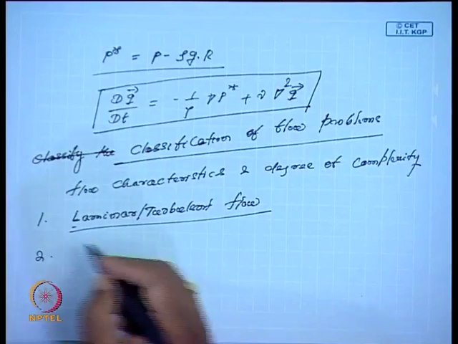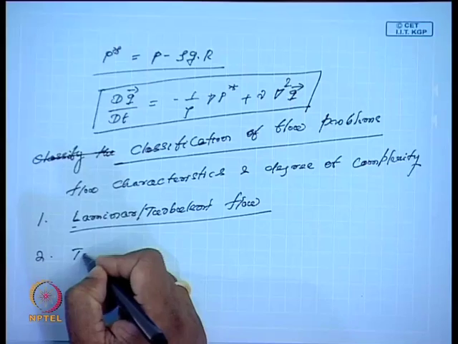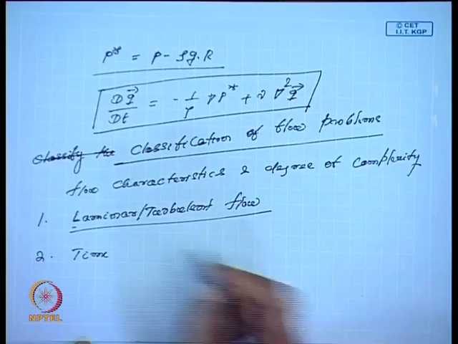Another second example is time dependence and transient motion, the second type of flow.